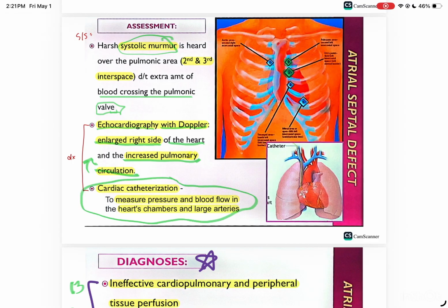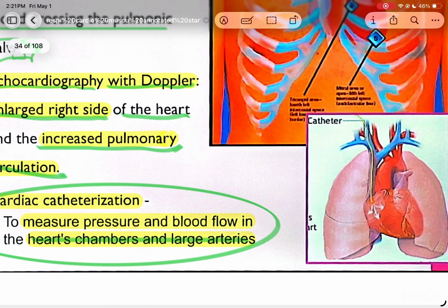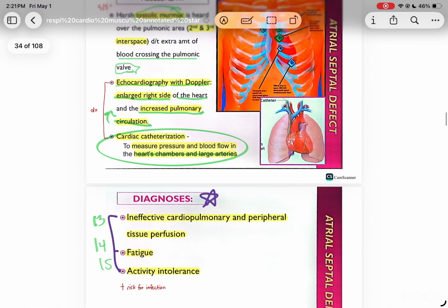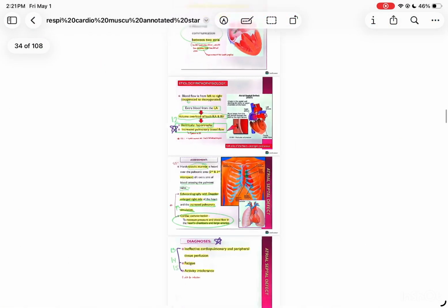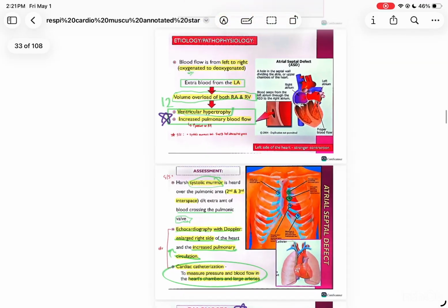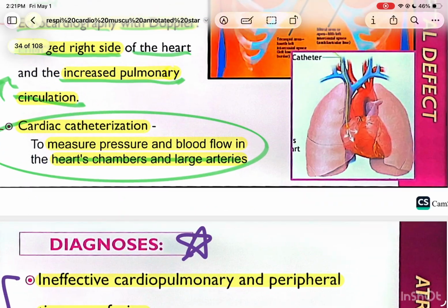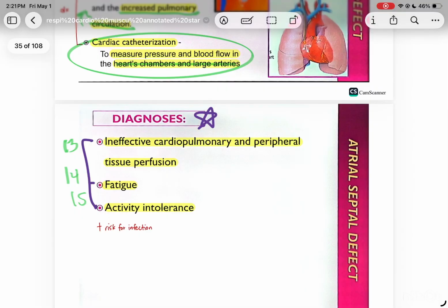For diagnosis, echocardiography with Doppler shows an enlarged right side of the heart and increased pulmonary circulation. Cardiac catheterization measures pressure and blood flow in the heart's chambers and large arteries.